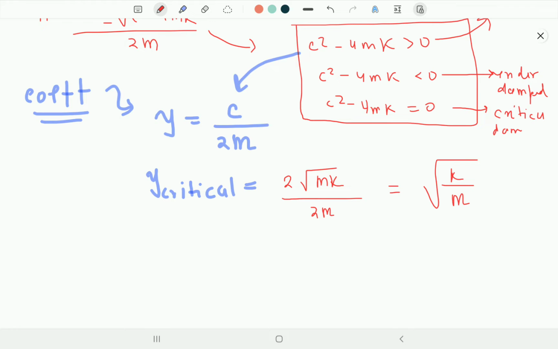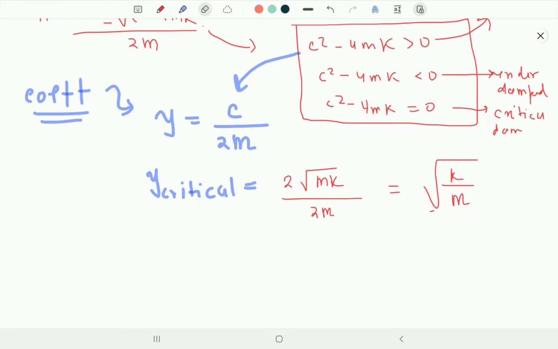Or we can also say that in the case of critical damping, this was equal to omega of a simple harmonic oscillator. You remember it? omega was equal to root k by m. That kind of oscillations are taking place here. So this is equal to 2 root mk by 2m. Now this is the value of the critical damping coefficient.